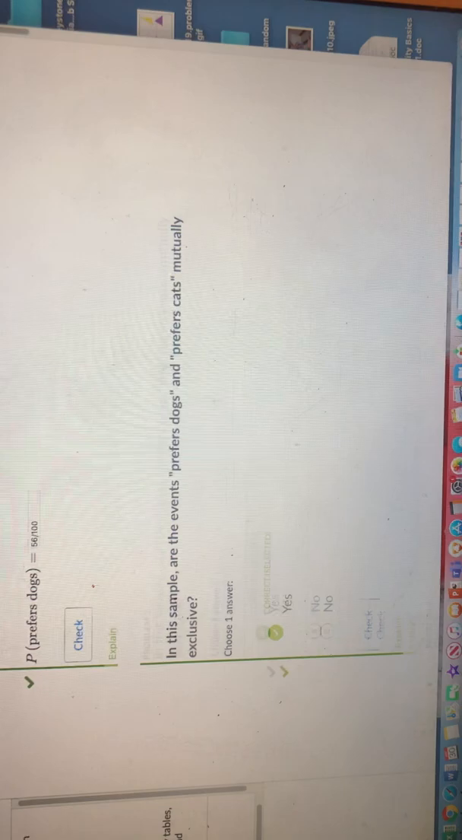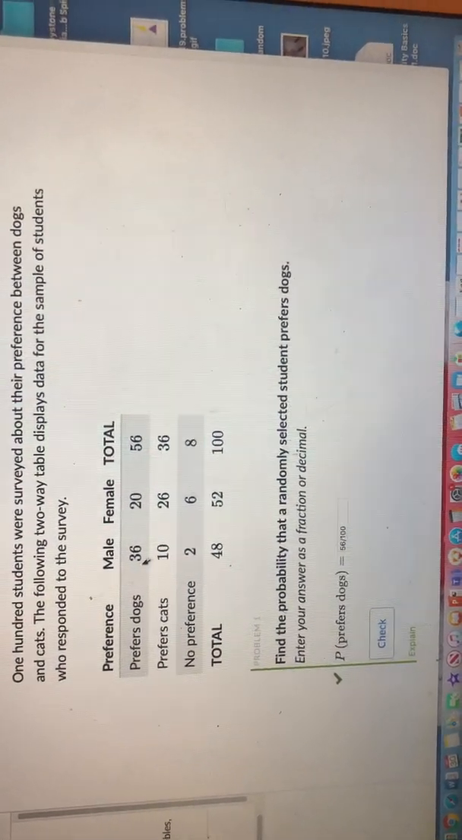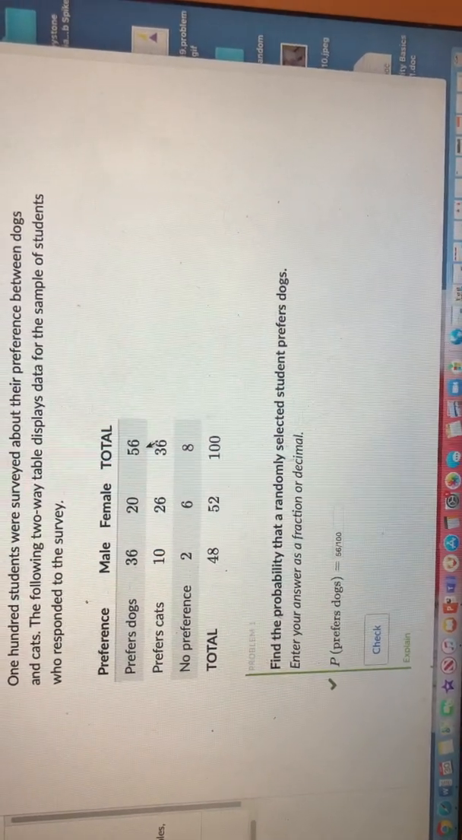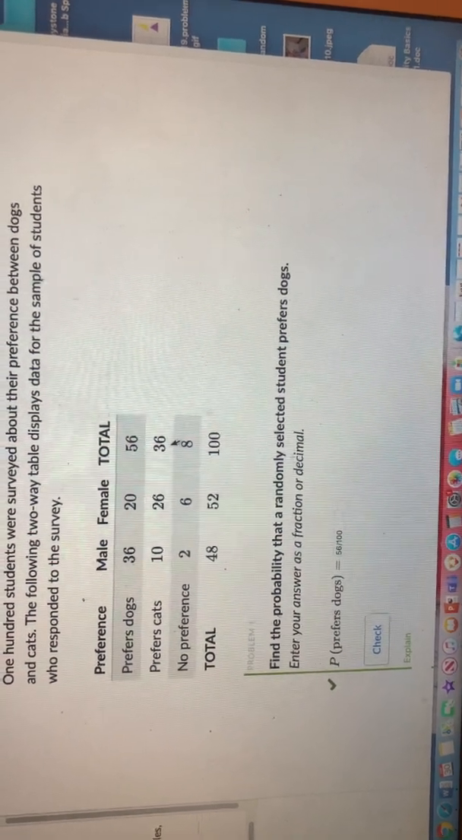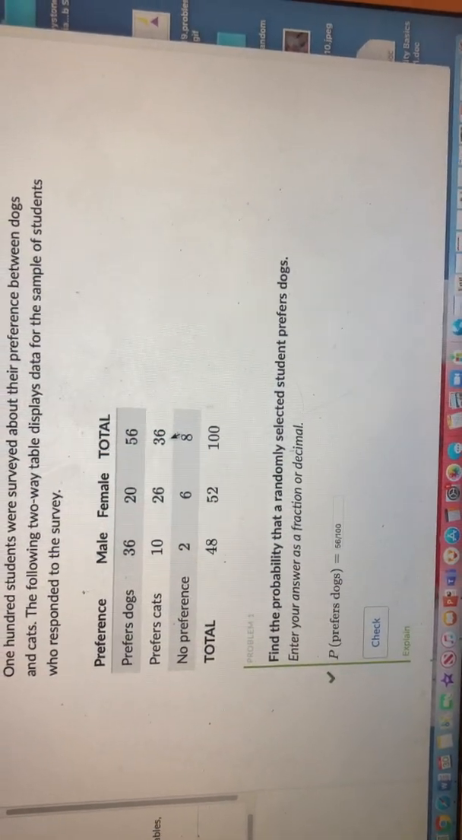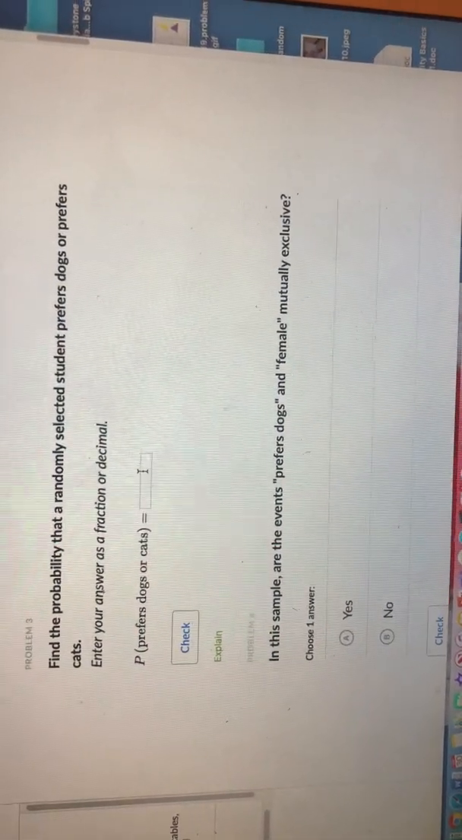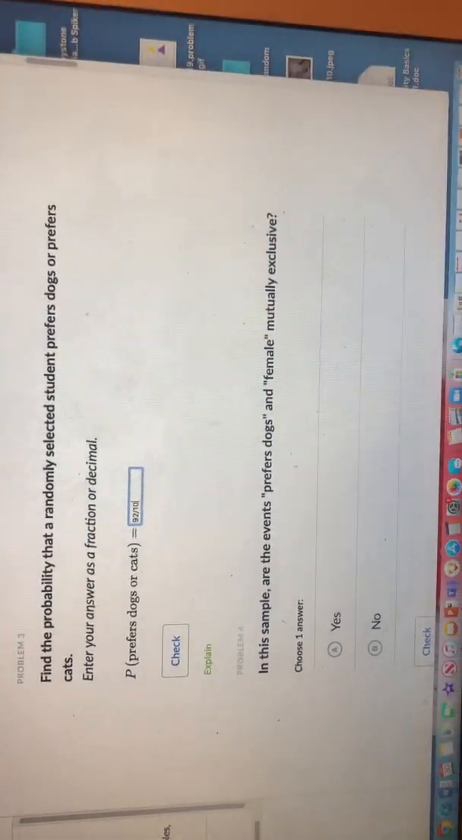It says find the probability that someone prefers a cat or a dog. So since they are mutually exclusive, always the first question I ask myself, are they mutually exclusive? I can just go over here. I can add up the 56 that prefer dogs to the 36 that prefer cats. That's 92. So my answer to the third question should be 92 out of 100.